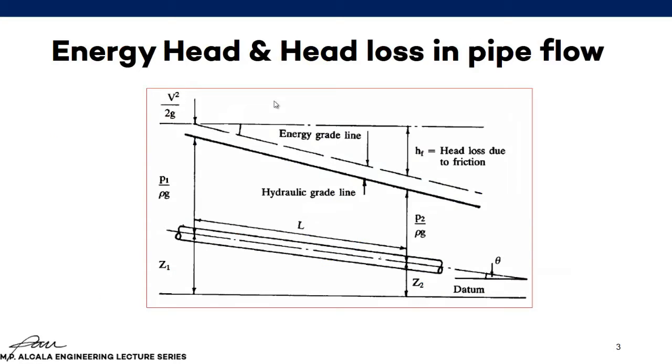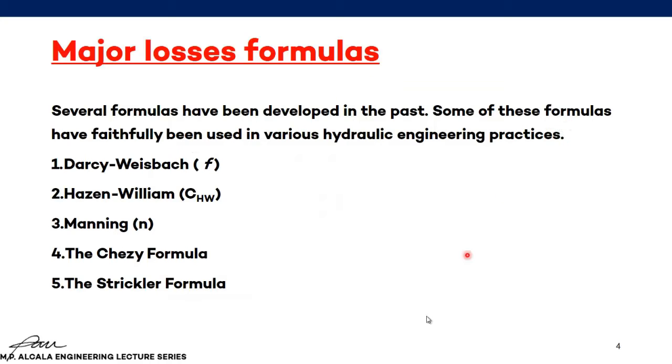As I said earlier, energy head and head loss in pipe flow are concerned with energy. It can be visualized here in this diagram that's showing the energy grade line and the hydraulic grade line. Okay? The major loss formulas that we will also discuss in this lecture are the following. Several formulas have been developed in the past and are faithfully used up until now.